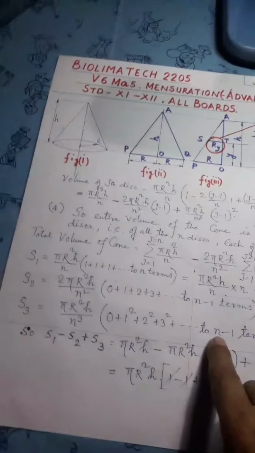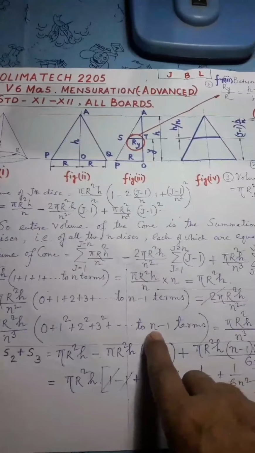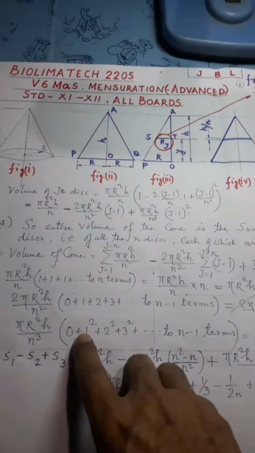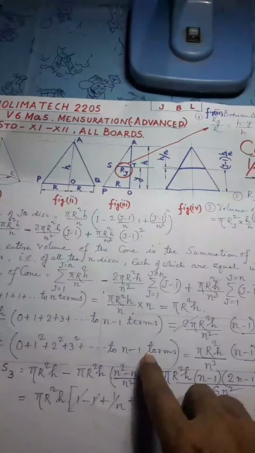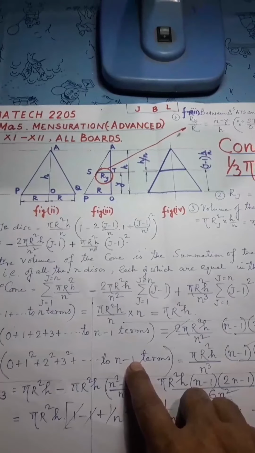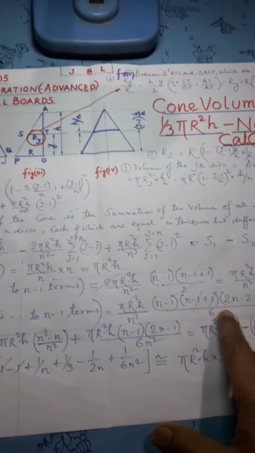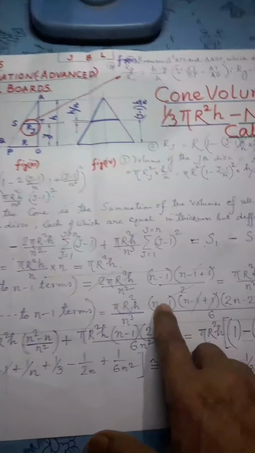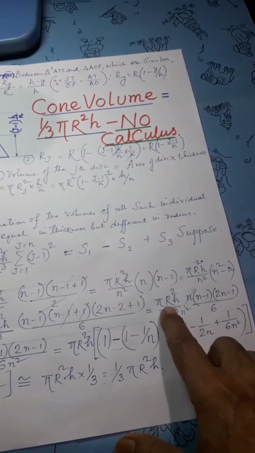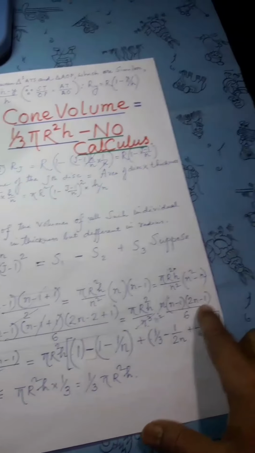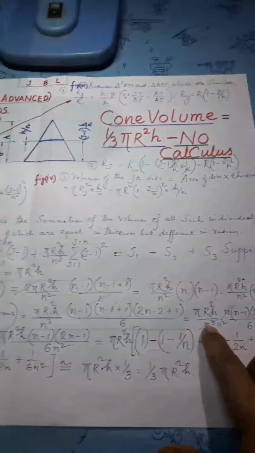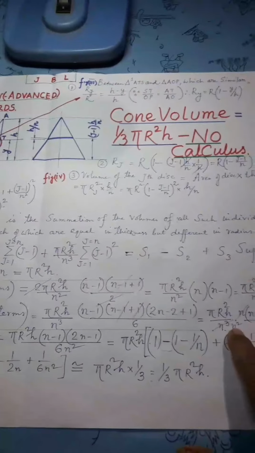So it is the same familiar formula we are going to apply for the sum of squares of the first n natural numbers, that is n into n plus 1 into 2n plus 1 upon 6. So that formula we are applying, but only with n minus 1 replacing n. So that gives us pi r square h upon n cube into n minus 1 into 2n minus 1 upon 6. So n cube and n cancel out, leaving n square in the denominator.